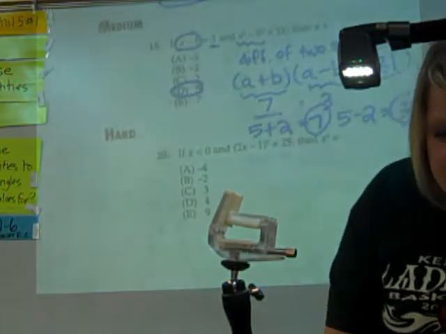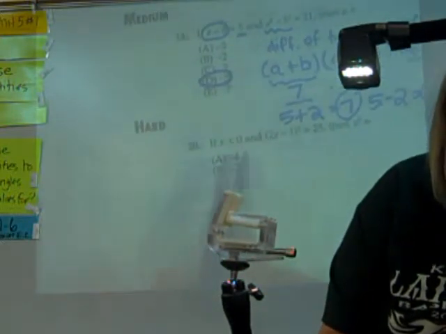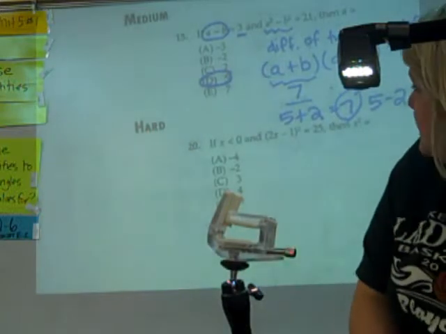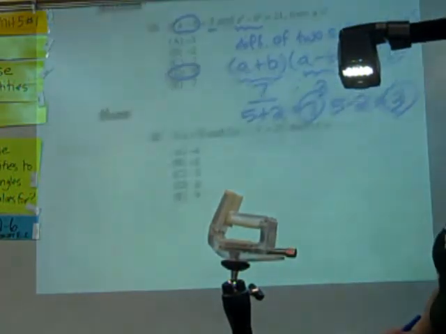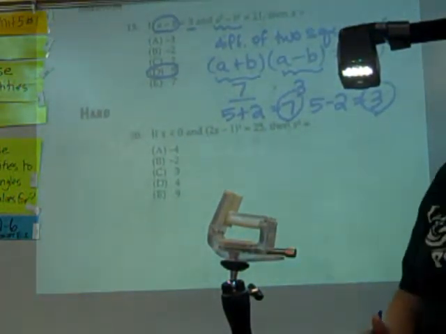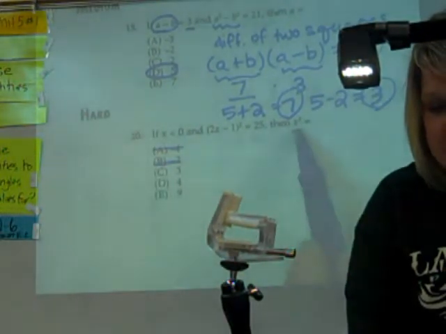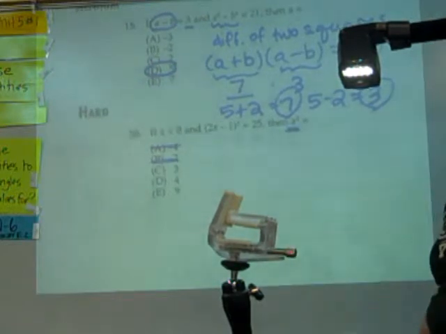All right. If x is less than 0 and we have this, then x squared is what? Okay. Well, right away I know that it's not a or b, because x squared, when you square something, it's always positive. So if I'm looking for x squared, squaring something, it shouldn't be negative. So it's got to be c, d, or e.